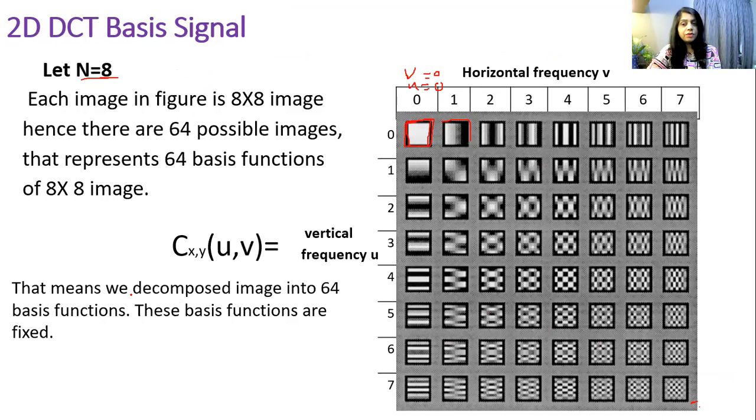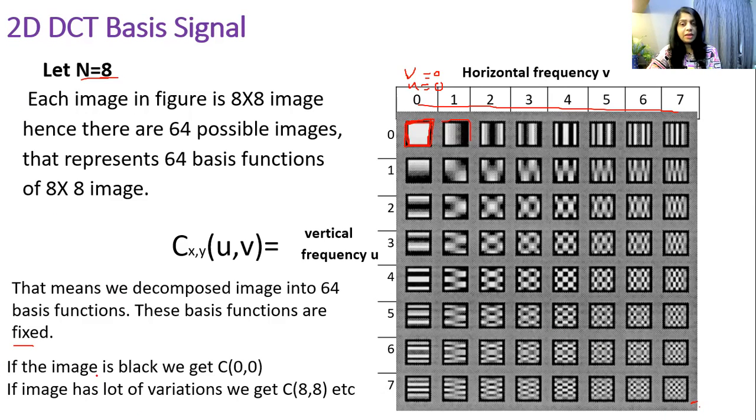That means we can decompose a single image into 64 basis functions. And these basis functions are fixed. We cannot change these basis functions according to the positions of U and V. That means for U equal to 0, V equal to 0, this image will always be like this. So these basis functions are fixed.